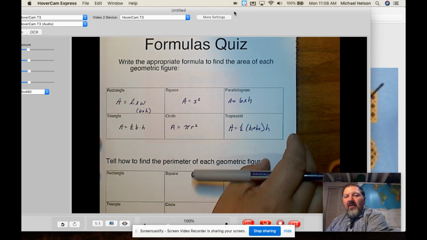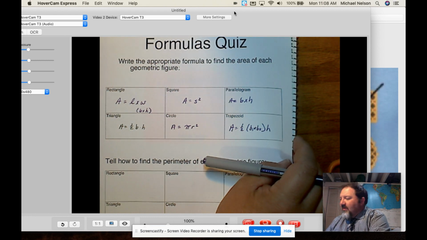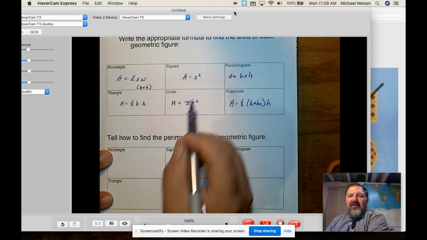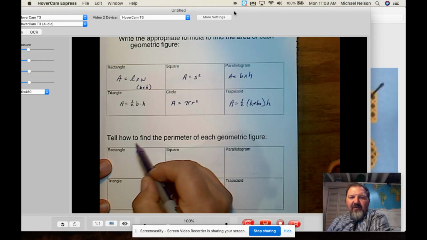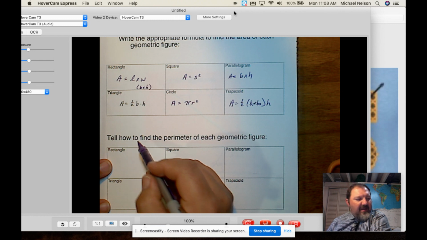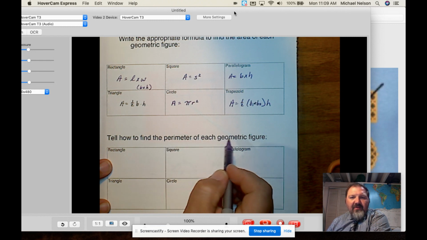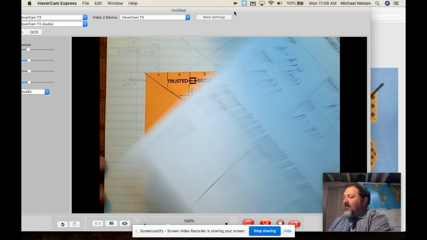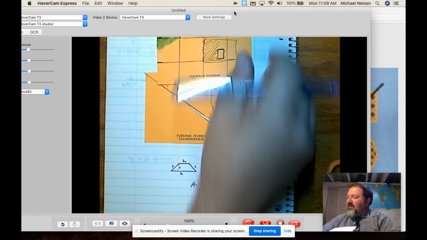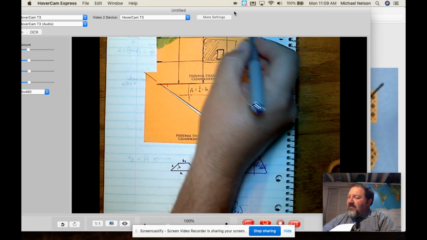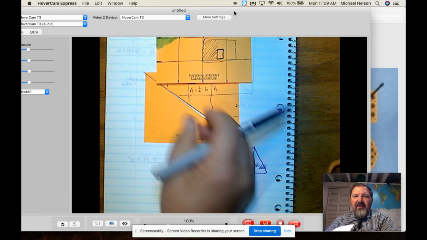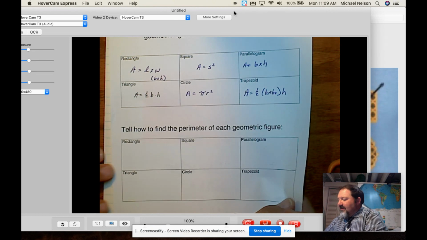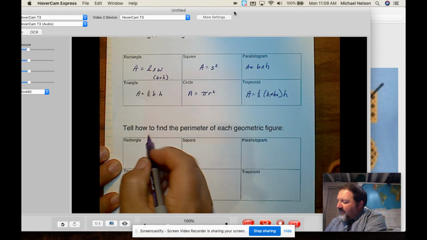Okay, so this is the part that tricks people up a little bit because they think it should be harder, but it's really not. It says, tell how. Notice I didn't say find a formula. It says tell how to find the perimeter of each geometric figure. Well, how did we find the perimeter of a rectangle? Remember when we found the perimeter of this rectangle? We just measured it and counted up along the sides, right? So you can just basically add all the sides together.